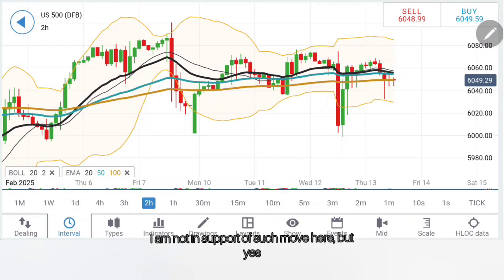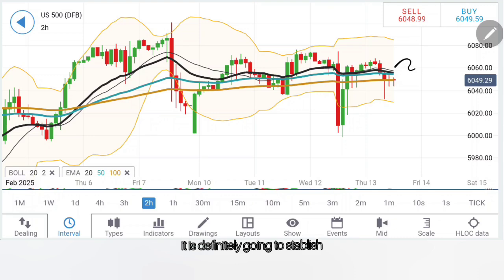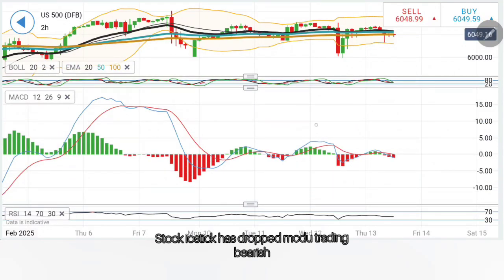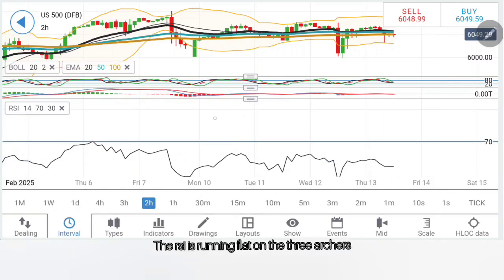I am not in support of such a move here, but yes, if it breaks past the threshold on the upside towards 6080, 6085, it is definitely going to stay bullish. Moving averages are starting to converge, not yet crossed over here. Stochastic has dropped, MACD trading bearish, the RSI is running flat.